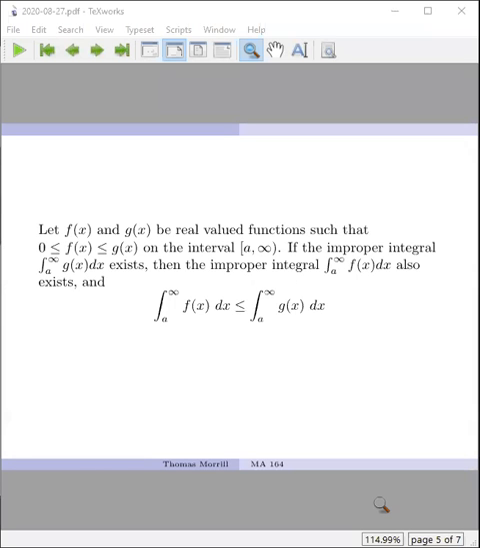So the principle I'm using here is that I have two different functions, f of x and g of x. I need both of them to be positive, and I'm going to say that f of x is squeezed between 0 and the value of g of x for the whole interval from a, including a, to infinity. I want to say something intelligent about the improper integral of f on that interval.